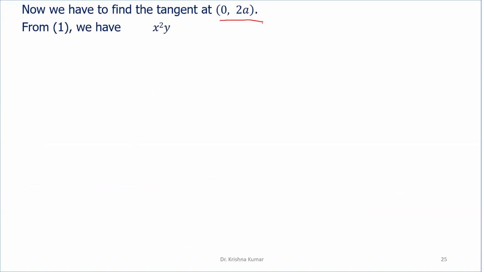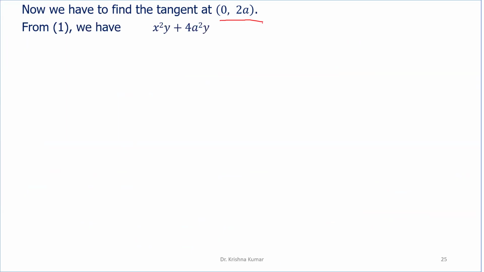Now we have to find the tangent at (0, 2a) because this curve does not pass through the origin, so we are not able to get the tangent at the origin, but it passes through (0, 2a). So let us try to find the tangent at this point. What is the procedure for that? We know that we have to find the derivative. That derivative gives the tangent.